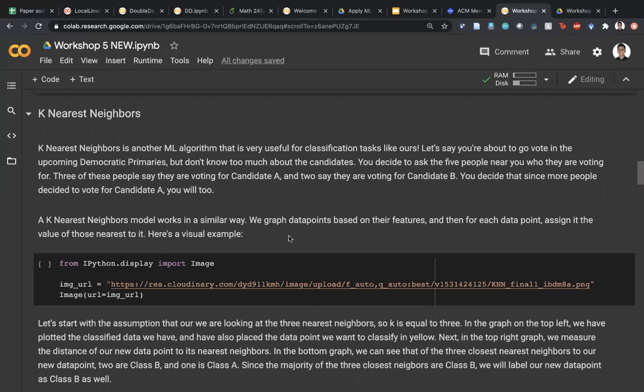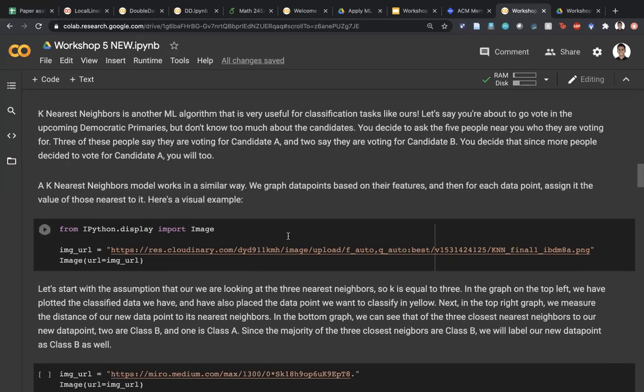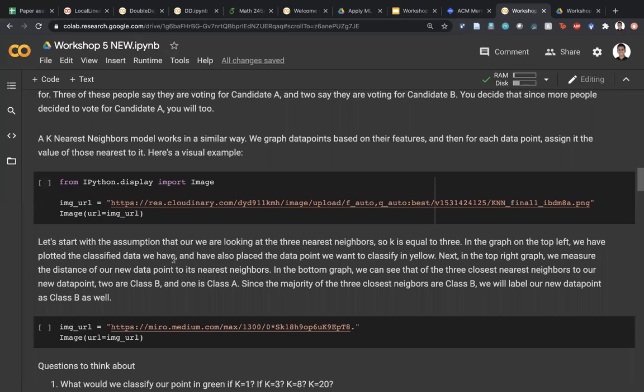And 3 of them tell you they're voting for candidate A, and a couple of them say they're voting for candidate B. Since you don't really know whom to vote for, you decide, okay, 3 people are voting for candidate A, not as many are voting for candidate B. Let me go ahead with candidate A as well. So k-nearest neighbors essentially works in the same way. If you graph all your training data based on their features, then to classify a new example, you give it the class according to its nearest neighbors.